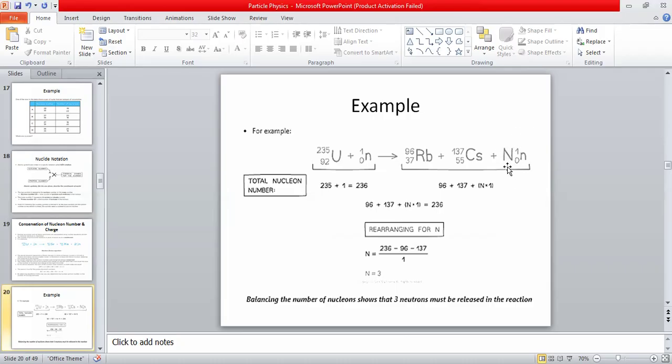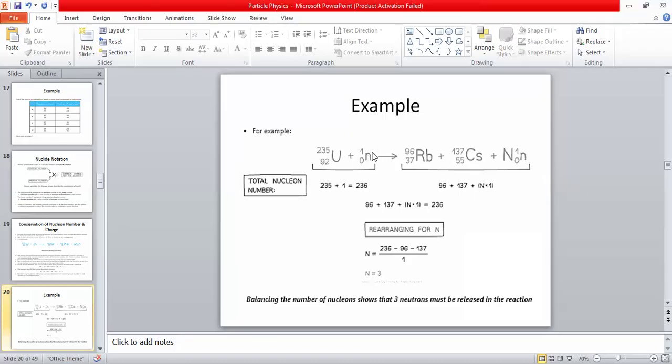Can anyone give me a clue how we will be finding it out? Please speak up, how are we going to find the number of nucleons on the right? Anyone? Total nucleon number is equal to 236, so we rearrange to find n. Very good. We are going to just rearrange.